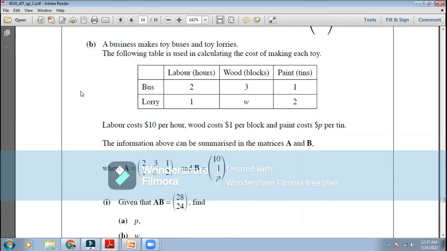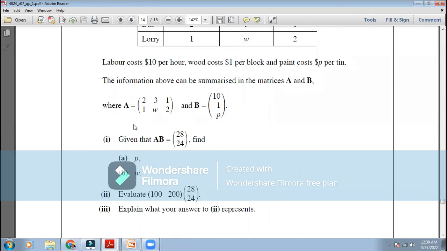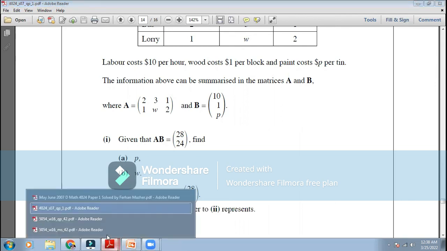Okay. So the information above can be summarized in the matrices A and B. So here the hours and the tins are written. These are hours and this is tins, and that is their price. So he says when you multiply them, the answer will be 28 by 24. So let us multiply them, and then we will be able to find the value of the P and the W.